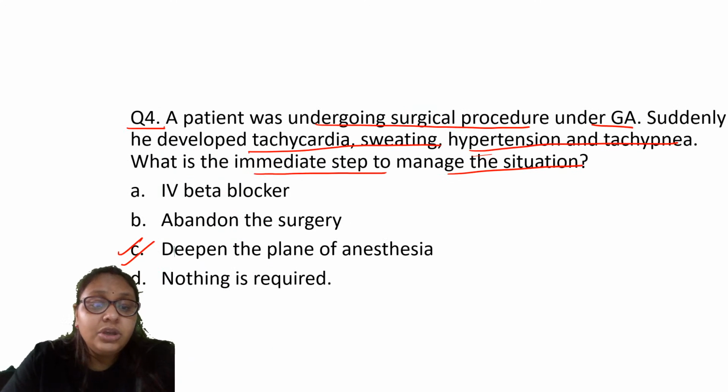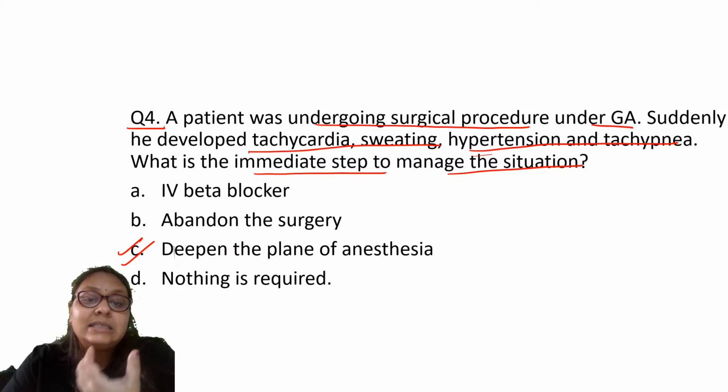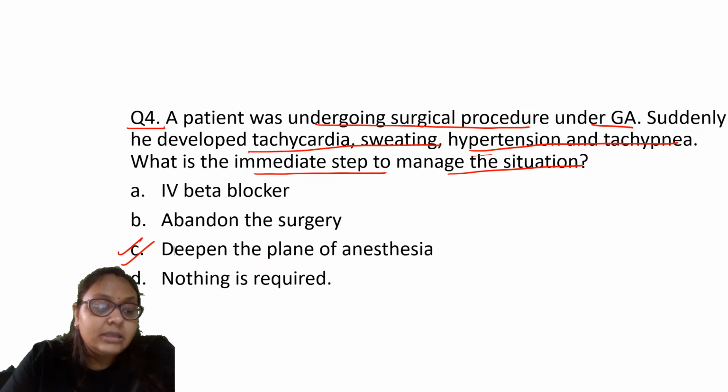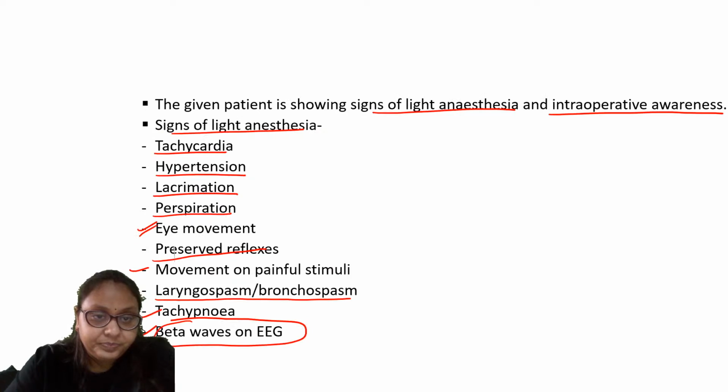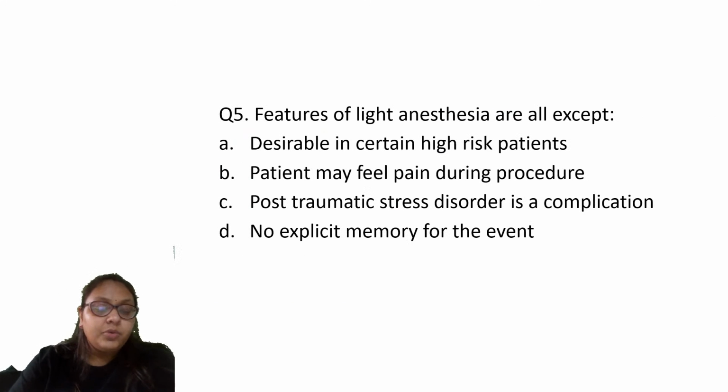So Dr. Ragul, you have to deepen the plane of anesthesia because the patient is under GA, but suddenly he has tachycardia, sweating, hypertension and tachypnea. So the answer should be deepen the plane of anesthesia. That should be the immediate step. Okay. Now, coming to question number 5, features of light anesthesia are all except.